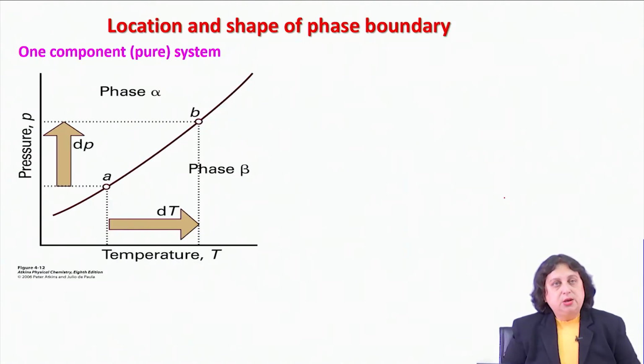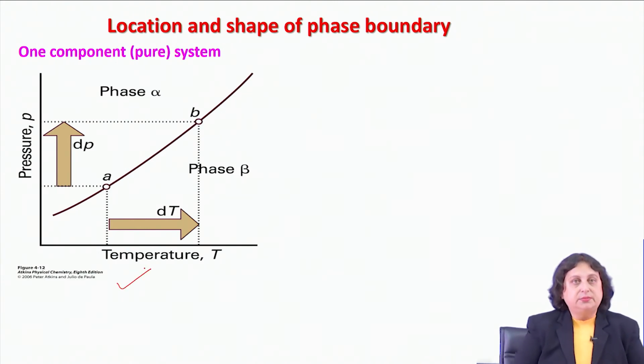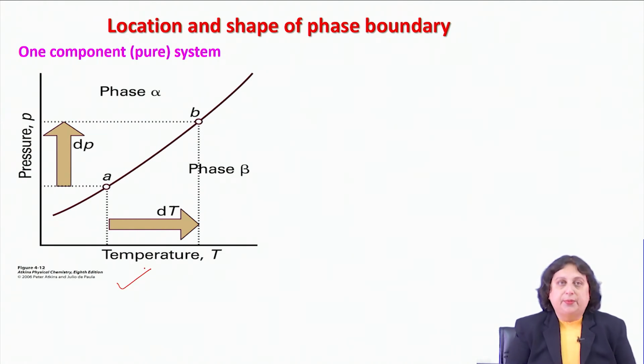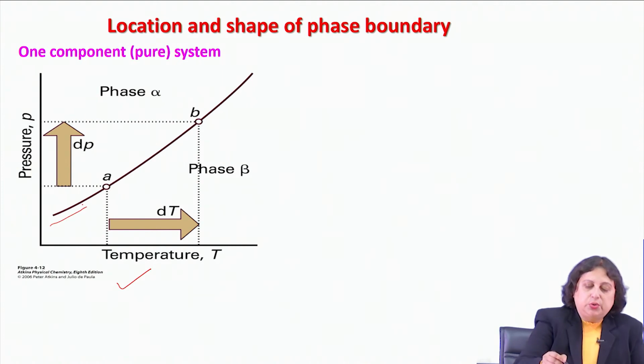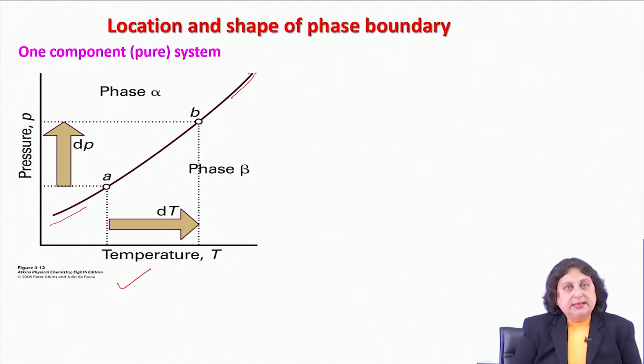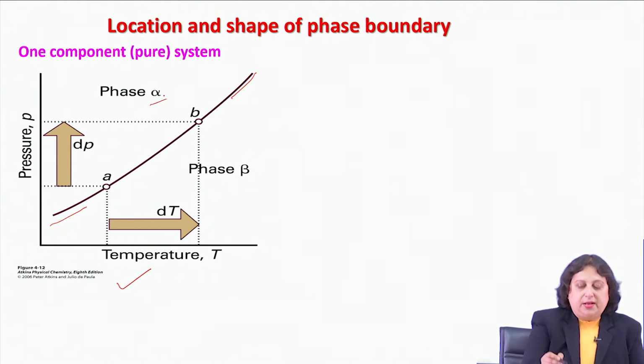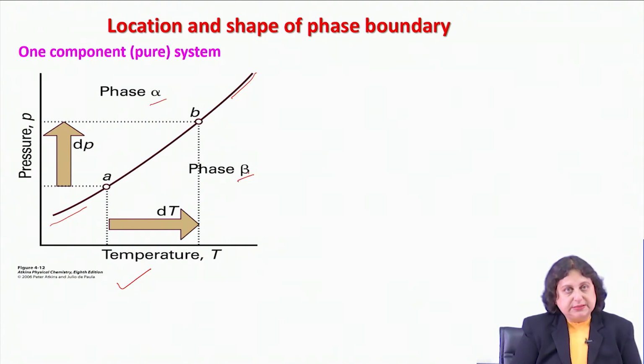So let us look a little more closely at the location and the shape of the phase boundary when two phases alpha and beta of a pure substance coexist in equilibrium. Here is a typical phase diagram that one obtains from experiments, and the solid curve shown in black over here is the phase boundary between the phases alpha and beta of a pure substance.